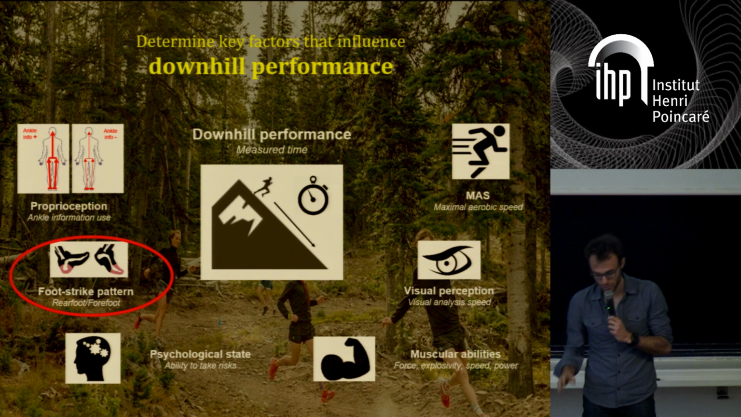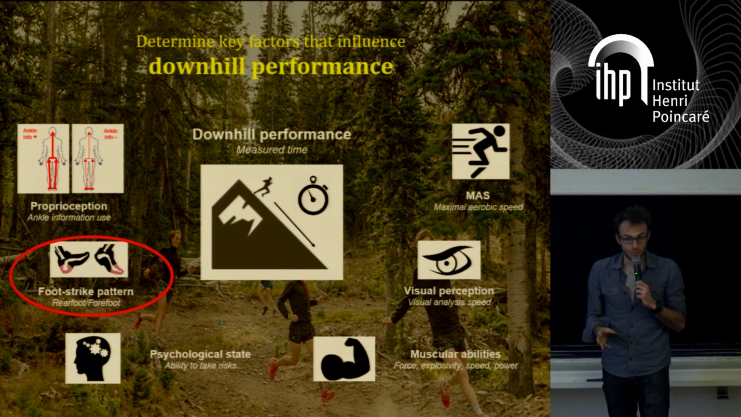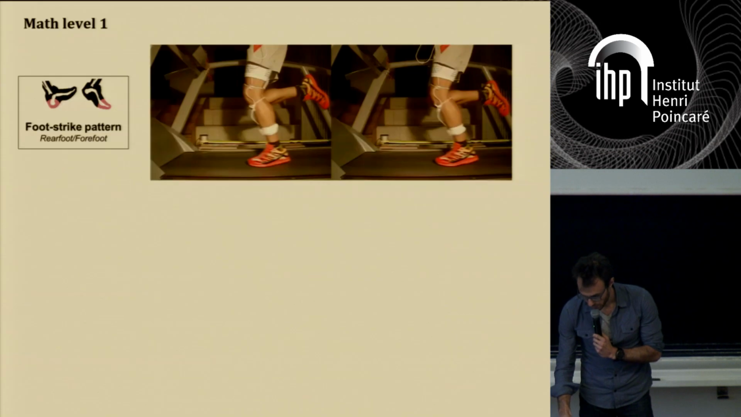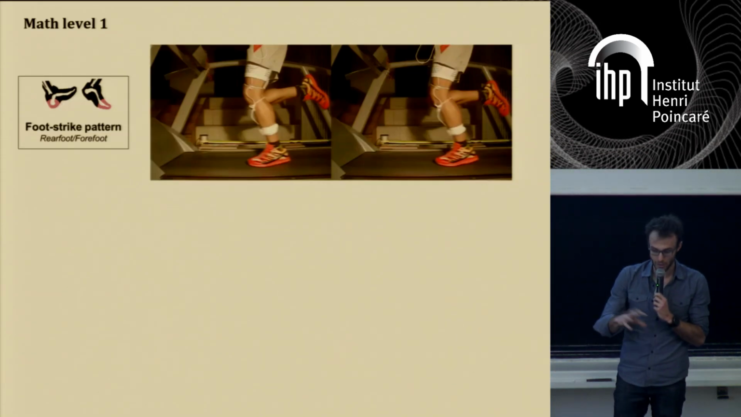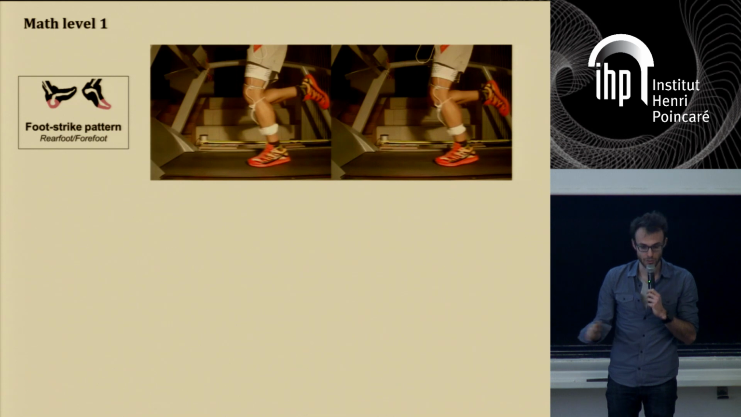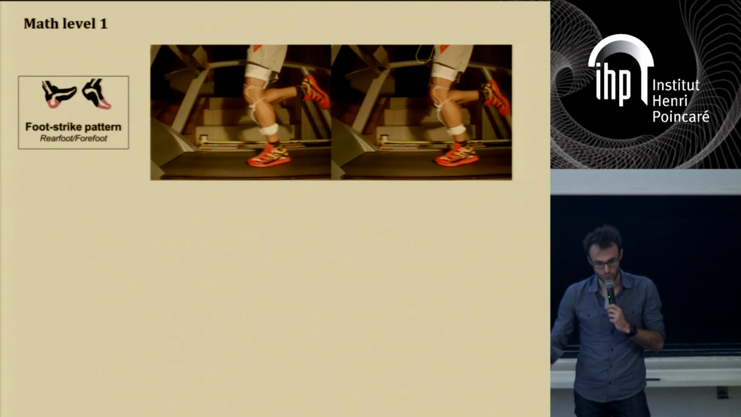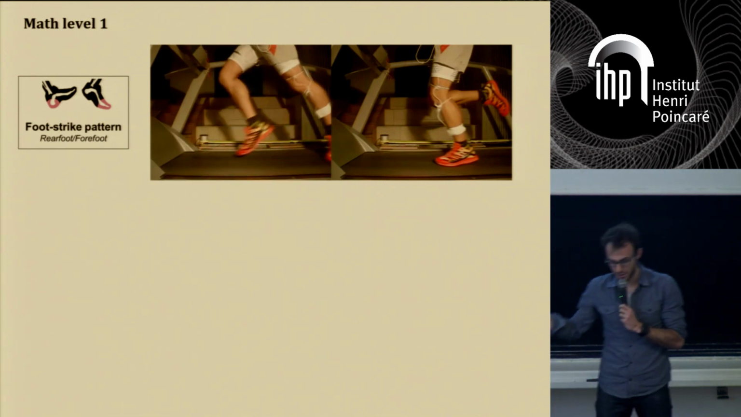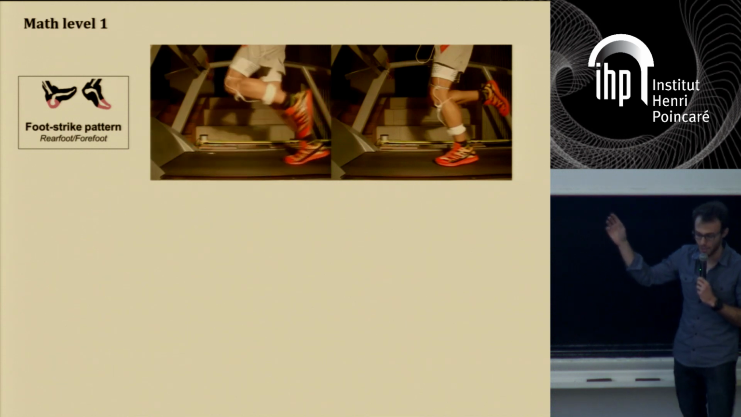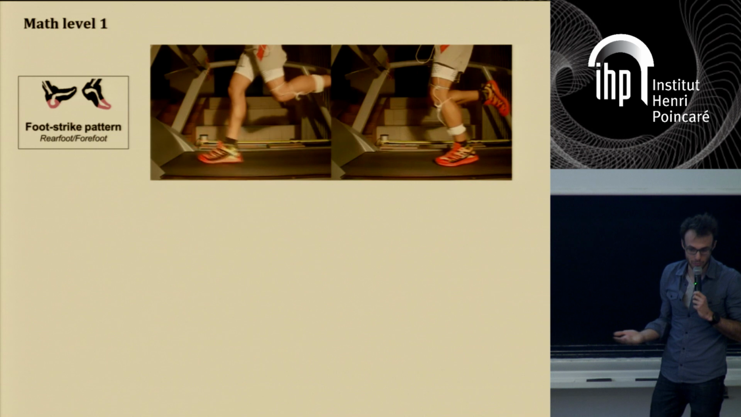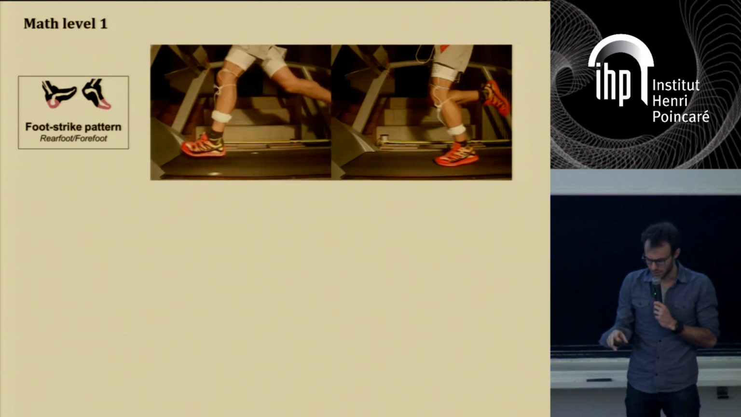The first parameter that I wanted to focus on is the foot strike pattern. I'm going to be pretty quick because Nico gave a word about that. Basically, in this parameter, we want to know if the runner is striking the ground, touching down on the ground, with the forefoot first, or with the rear foot, the heel first. And it's illustrated here.